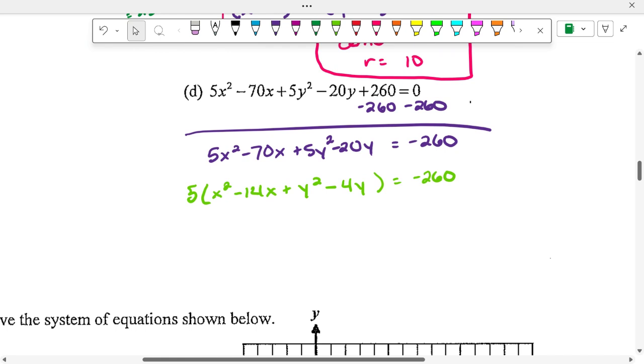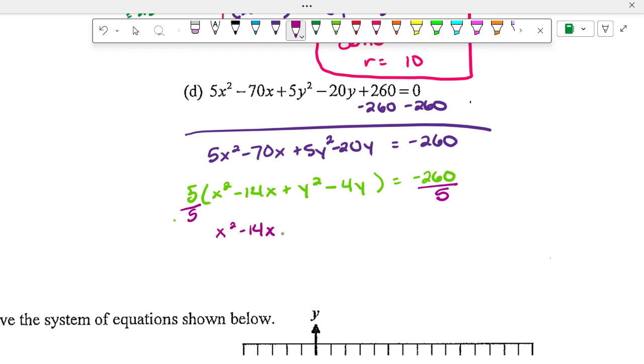Now, when we finish our equation of the circle, it can't have anything being multiplied on the outside of it. So how do you think I'm going to take care of this 5? Get rid of it. How? Times it. Nope. Square root it. Nope. Divide it. Yes, because we're multiplying it, so the opposite of multiplication is division. So this would be x squared minus 14x, and I'm going to go ahead and leave my space, plus y squared minus 4y, leave my space, and that's equal to negative 52. Nice.